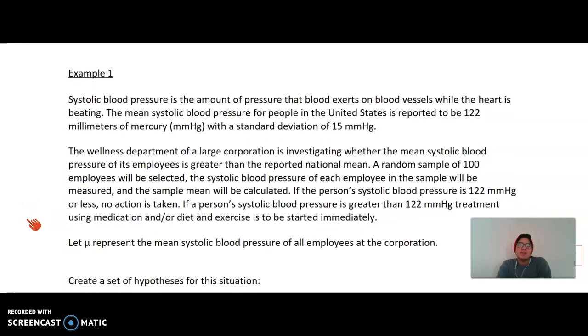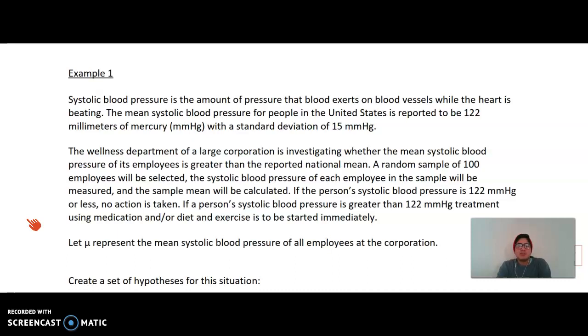But systolic blood pressure is the amount of pressure that blood exerts on blood vessels while the heart is beating. The mean systolic blood pressure for people in the U.S. is reported to be 122 millimeters of mercury with a standard deviation of 15. The wellness department of a large corporation is investigating whether the mean systolic blood pressure of its employees is greater than the reported national mean. A random sample of 100 employees will be selected, and the systolic blood pressure of each employee in the sample will be measured, and the sample mean will be calculated.